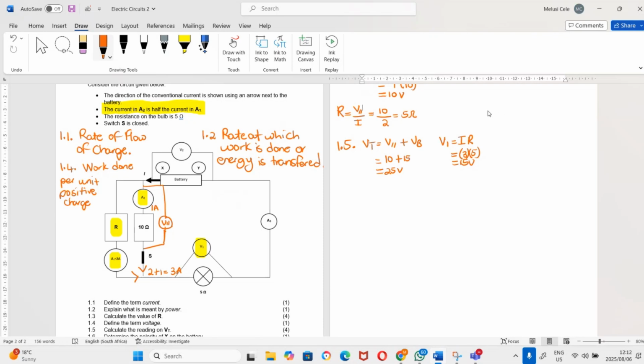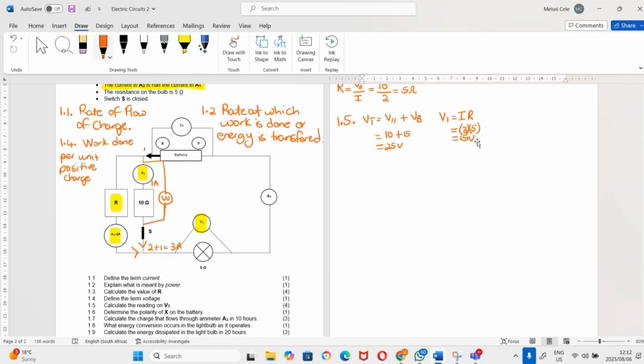And 1.6, just go down a bit. All right, I'm going to try and do 1.6 here so that we keep everything in one place. 1.6 says determine the polarity of X. X should be positive because, look at the arrow for the current here, the conventional current. It always flows from the positive terminal to the negative terminal. That's the flow of positive charges. And so X has to be a positive terminal.